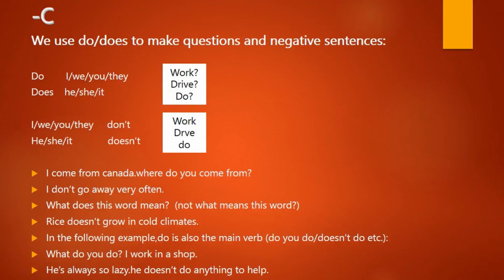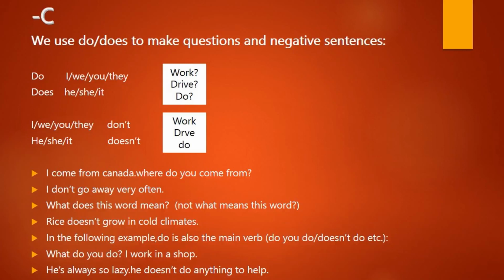Do I drive? Do we drive? Do you drive? Do they drive? Do I do? Do we do? Do you do? Do they do?